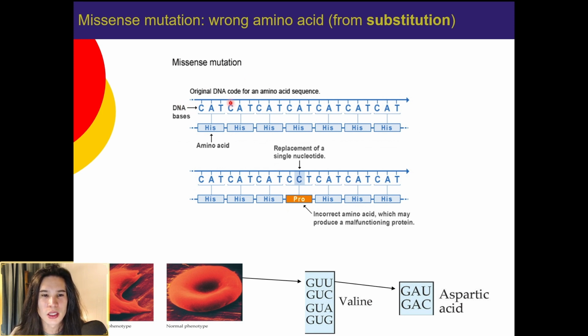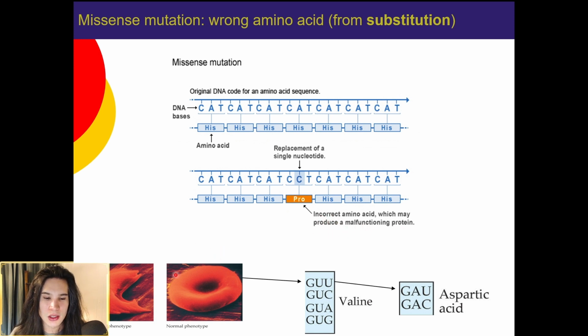So missense mutation, the original code is CAT, which is histidine. And what happens is, instead of this A here, you have a C or a cytosine, and you go CCT, which codes for proline. So you get the incorrect amino acid, which would cause a malfunctioning protein.